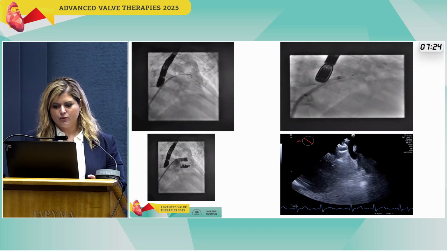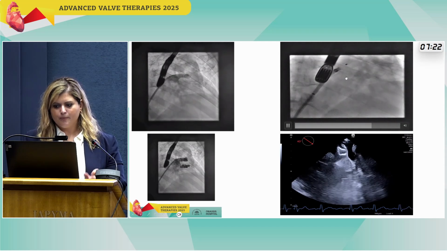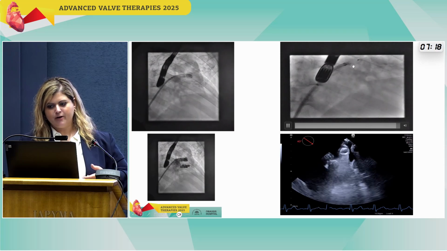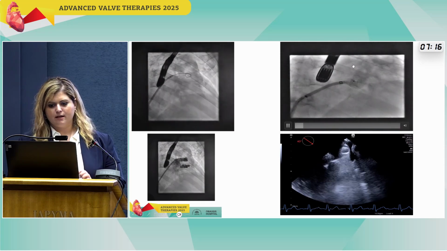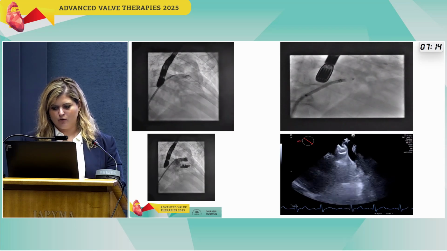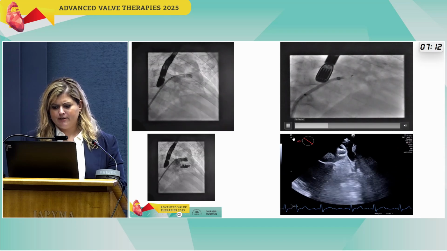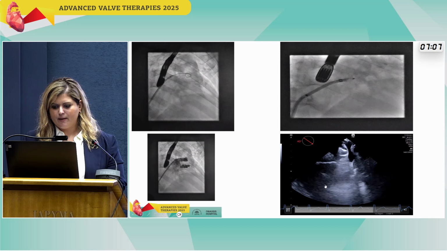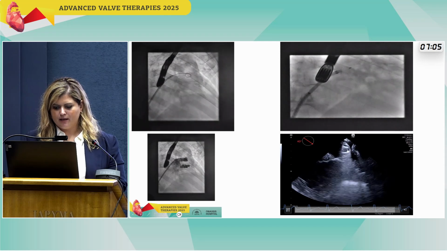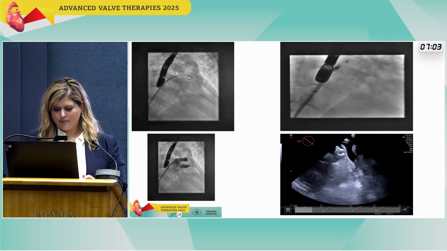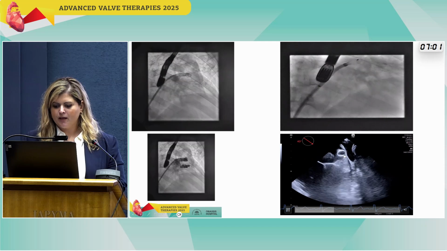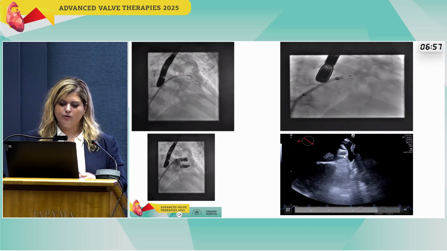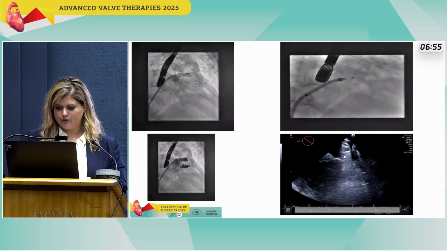This device has two parts: one lobe that is going in the LAA, as we see here, and one disc that occludes the LAA ostium. So under echo guidance and also under fluoroscopy, we are inserting the Amulet in the LAA, and we try to position it so that it doesn't have any leakage.